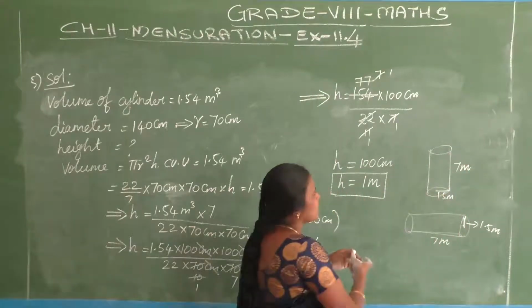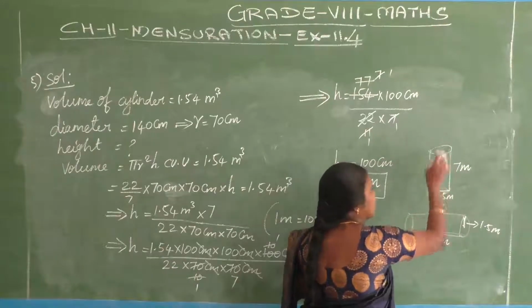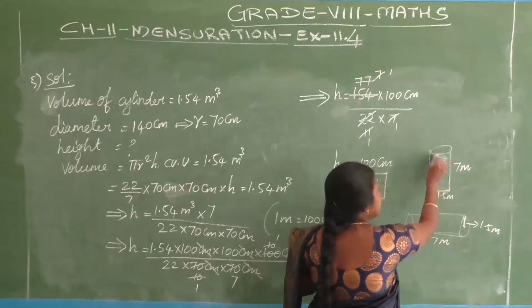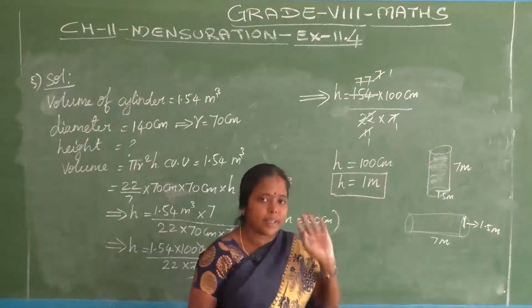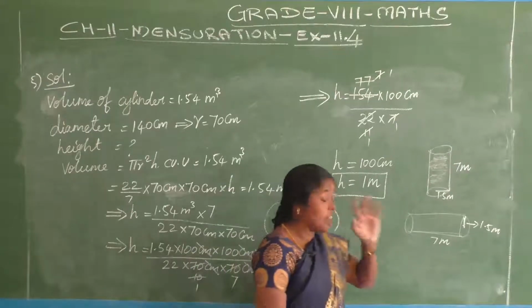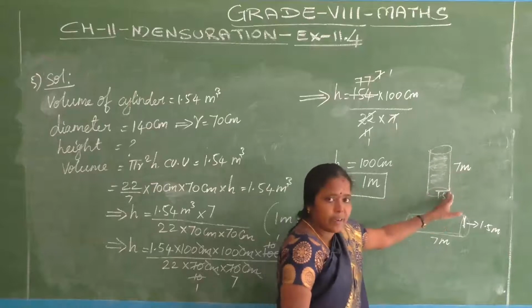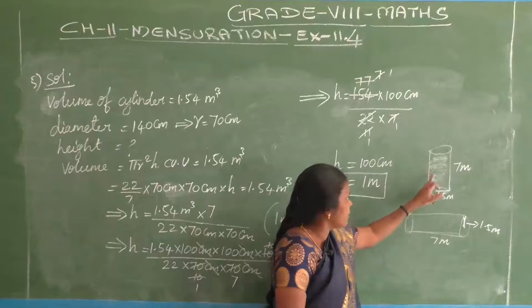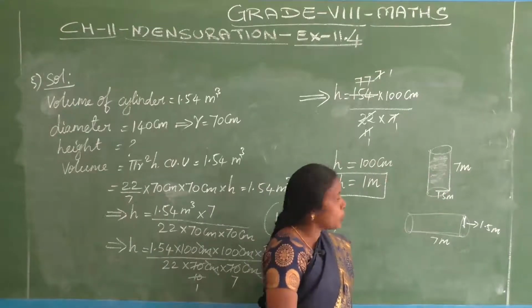Understood? How much liter of the milk can it hold? This is the question. Nothing but capacity. Capacity is nothing but volume. So volume of the cylinder they are asking. Radius given, height given, volume they are asking. Easiest only, you can identify. Clear? Volume of the cylinder, what is the formula? Pi r square h cubic units.